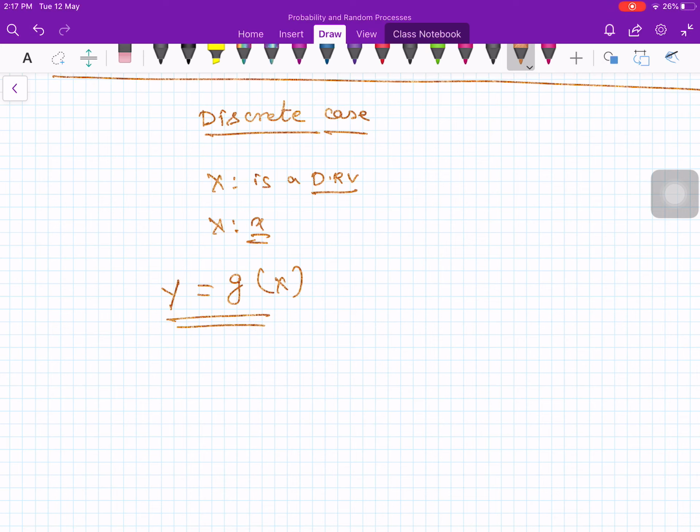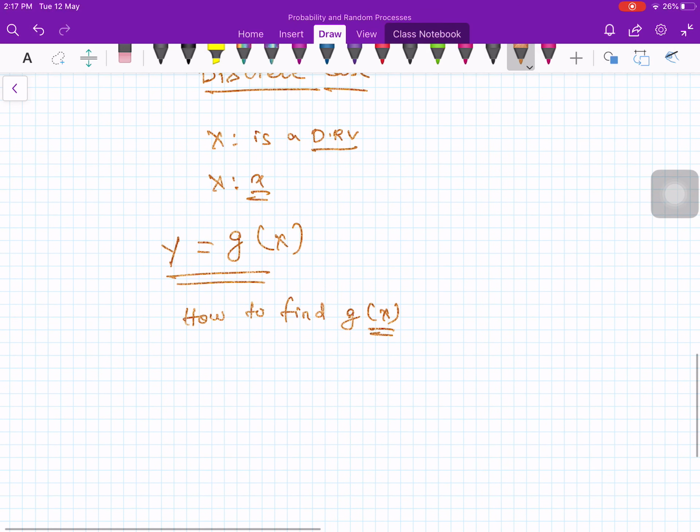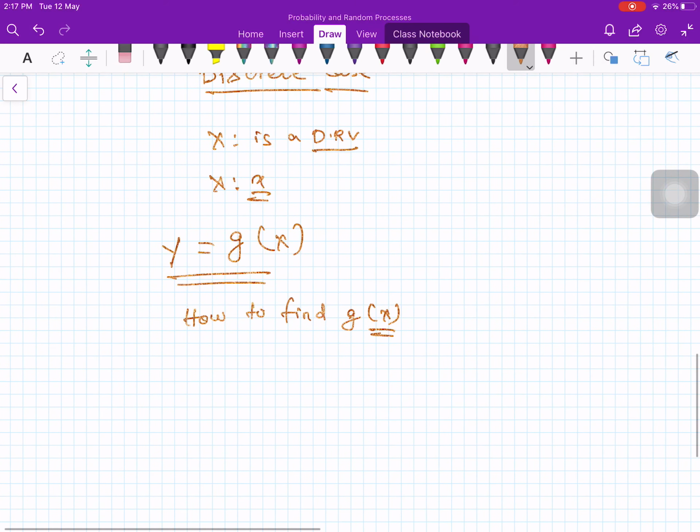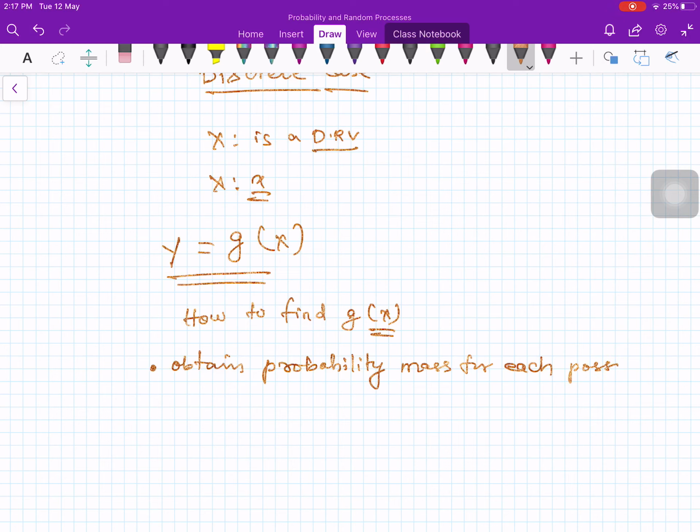So how to find the distribution of g of x, y? How to find it in this case? Obtain the probability mass for each possible value of y equal to g of x.